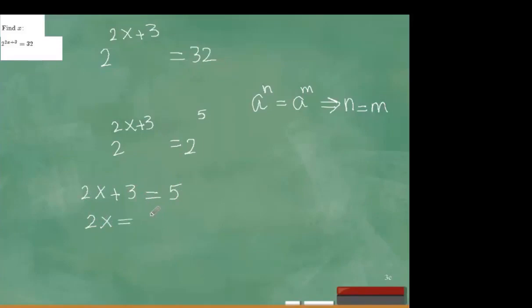2x is equal to 5 minus 3. 2x is equal to 2. Divide both sides by 2. X would be equal to 1.